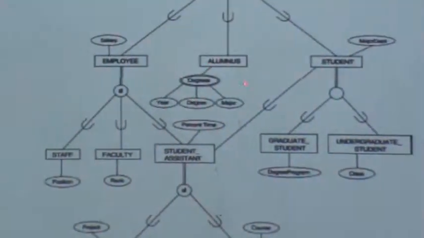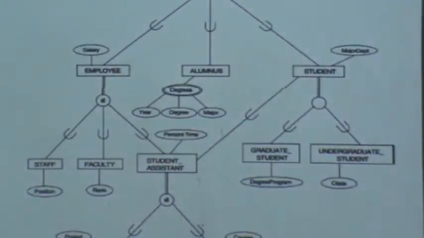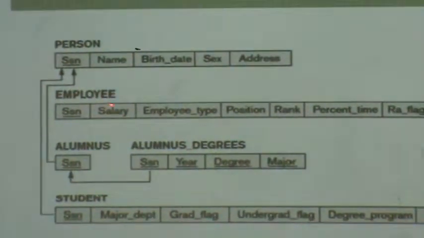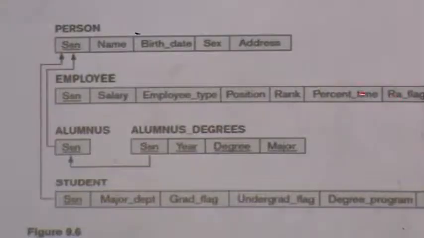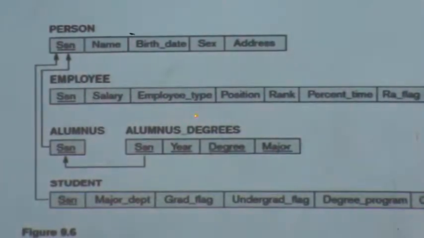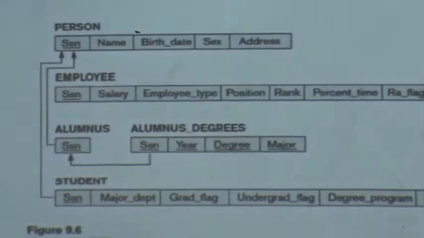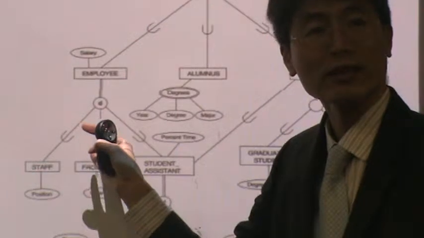What about the employee and staff, faculty, and student assistant? So you can take a look at the employee, right? What about the staff? What about the faculty? What about the student assistant? They are using the third option to represent employee type, relationship with type. That is the third option, right? Employee type. So here, for this super and subclass, option 3 is used.